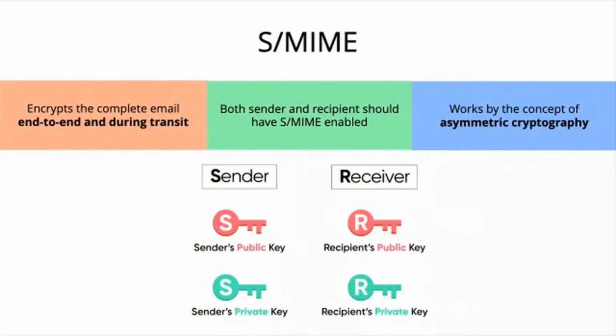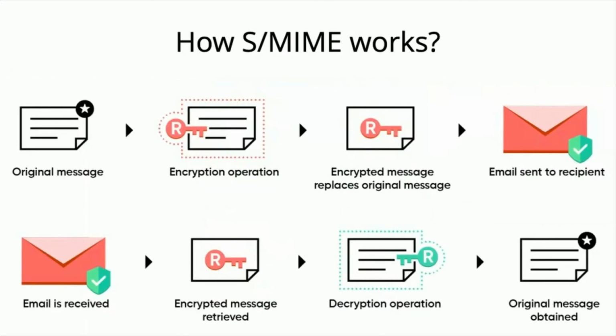So, how does this work? It works by the concept of asymmetric cryptography, where the sender has two keys, one public and one private key, and the recipient as well has two keys, one public and one private key. When the sender sends an email, they will encrypt it with the recipient's public key. Without the private key of the recipient, the email can't be opened. So, upon receiving the email, the recipient will use their private key and decrypt the content. It is as simple as that.